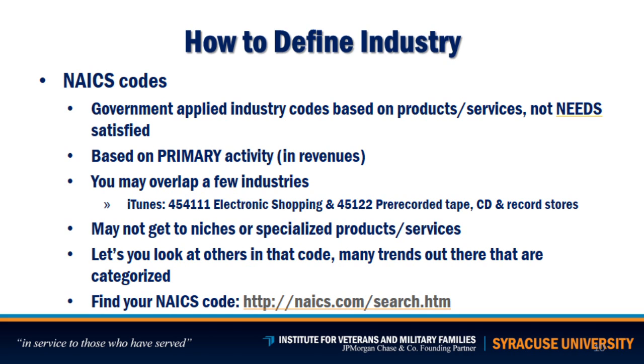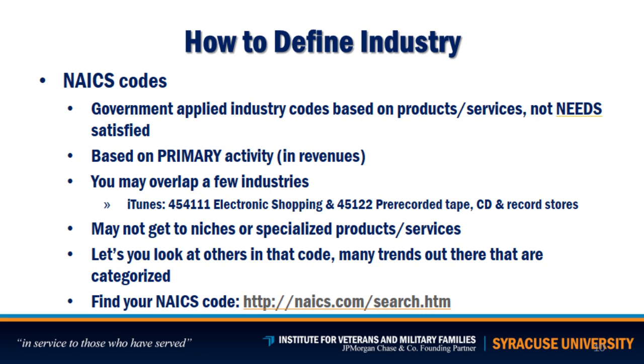Be aware that your NAICS code or your industry might overlap in several industries. For example, iTunes is in 2 different industries based on NAICS code. One is electronic shopping, and the other one is pre-recorded tape, CD, and record stores. So don't be limited to only one. I highly recommend that you look at your competitors and see what industries they consider themselves in. One website for that is Yahoo Finance. You can identify some public companies and see what NAICS codes they use.